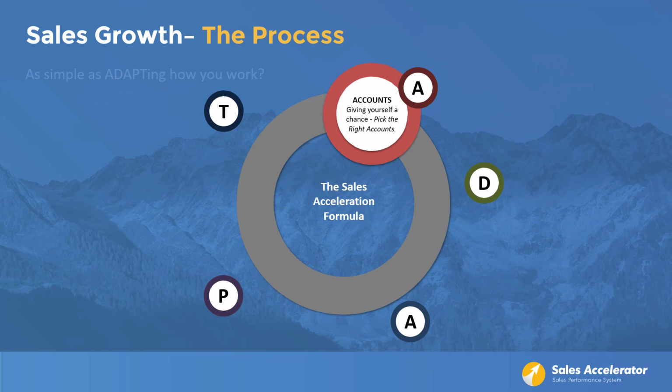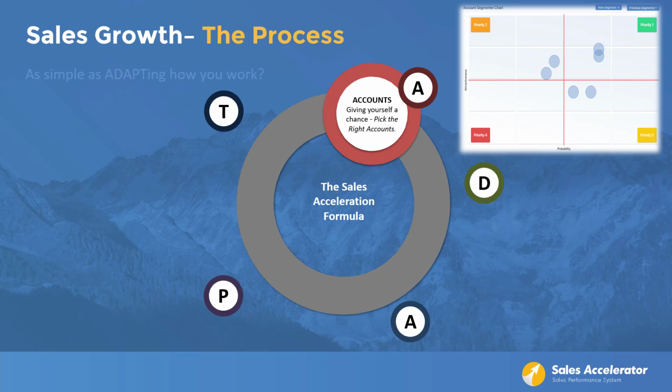And that's around giving yourself a chance at the outset by picking the right account. So when I'm talking about accounts, it may well be accounts, it may well be customers, whatever you call your clients in your business. And what we do is draw out a 4-box matrix, very simple. So up the vertical axis, you have attractiveness. Across the horizontal axis, you've got probability. And that then gives you a 4-box matrix where you've got priority 1, which are obviously your first accounts you're going to work with, and priority 2, etc.